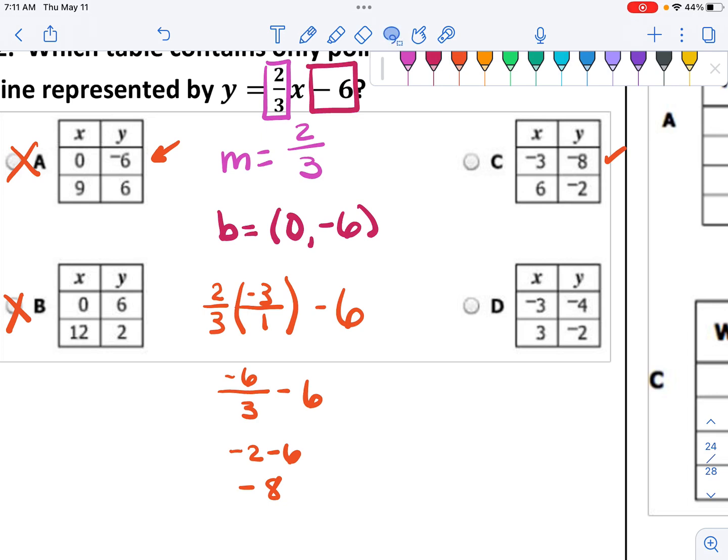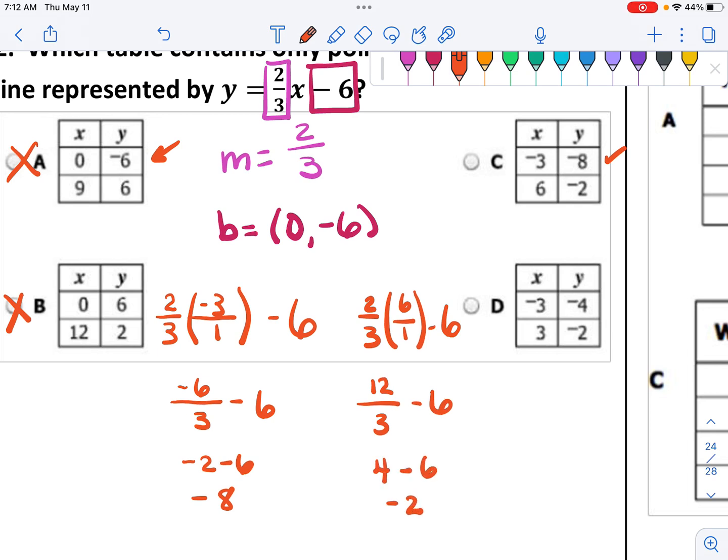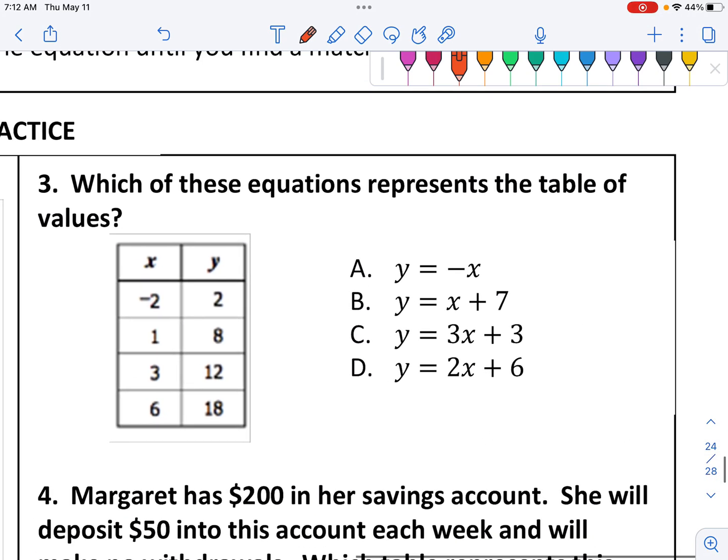Let's try the 6 to be safe. Again, I'm going to just scoot this over so we have them both here. So I'm going to do 2/3 times 6 over 1 minus 6. 2 times 6 is 12 over 3 minus 6. 12 divided by 3 gives me 4. Minus 6 gives me that negative 2. So I know that letter choice C would be the best option since it works for both of those points. You can plug this into Desmos, and Desmos might speed it up a little bit for you. I just like doing it longhand. When I'm doing it so many times, it's a little faster.